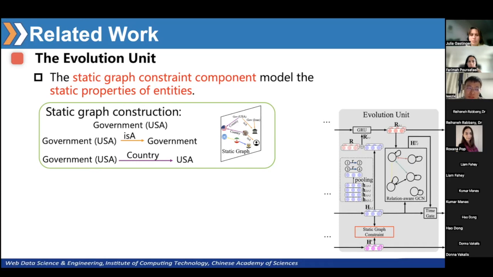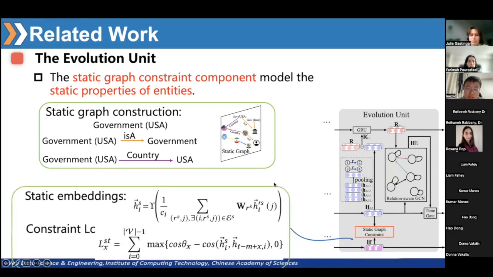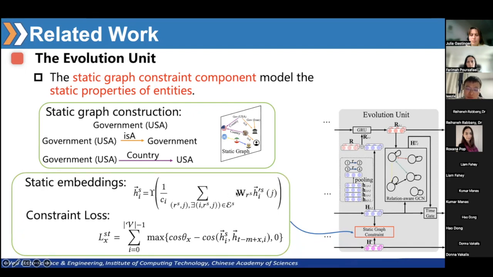We extract some static information and construct a static graph, and then we use the RGCN to get the static embedding of all entities, and use this embedding to constrain the evolutional embeddings of entities at different timestamps, and get the constraint loss.